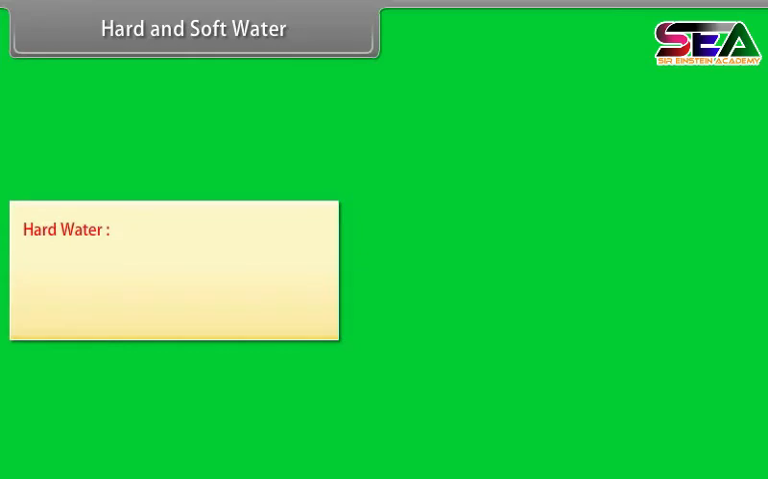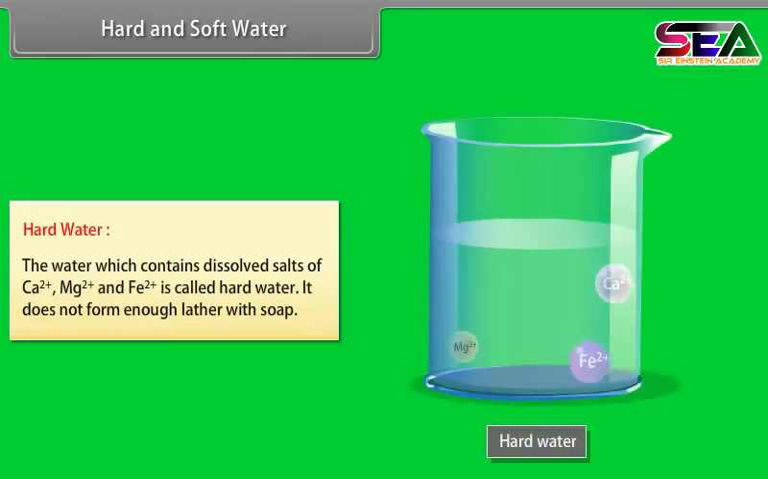Hard and soft water. Hard water. The water which contains dissolved salts of Ca2+, Mg2+, and Fe2+ is called hard water. It does not form enough lather with soap.